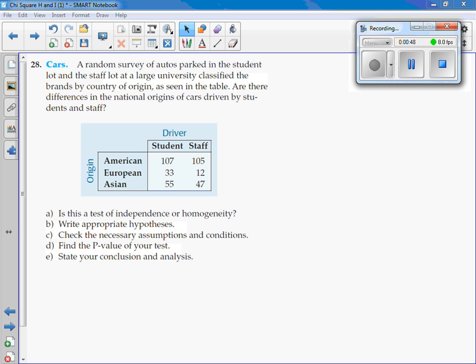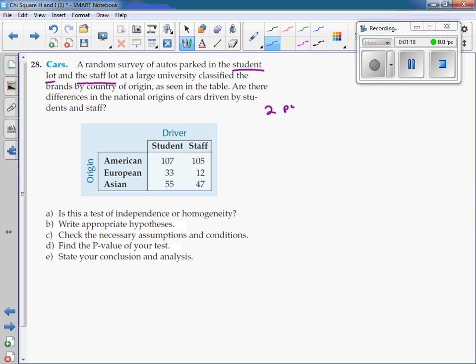Okay? So on this one, a random survey of autos parked in the student lot and the staff lot at a large university classified the brands by country of origin as seen in the table. Are there differences in the national origins of cars driven by students and staff? So, first of all, we talked about this before yesterday, we'll talk about it again. Is this a test of independence or homogeneity? Well, it says it's a survey in the student lot and the staff lot, so that's two separate populations. So we'll say that this is a chi-square test for homogeneity, okay?